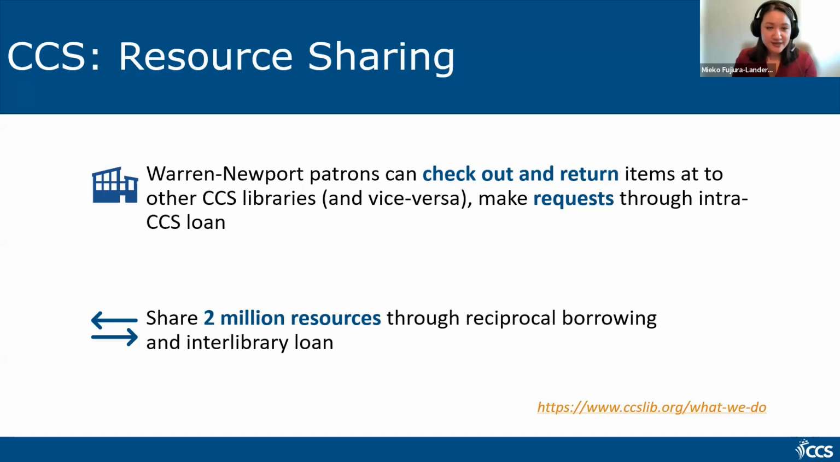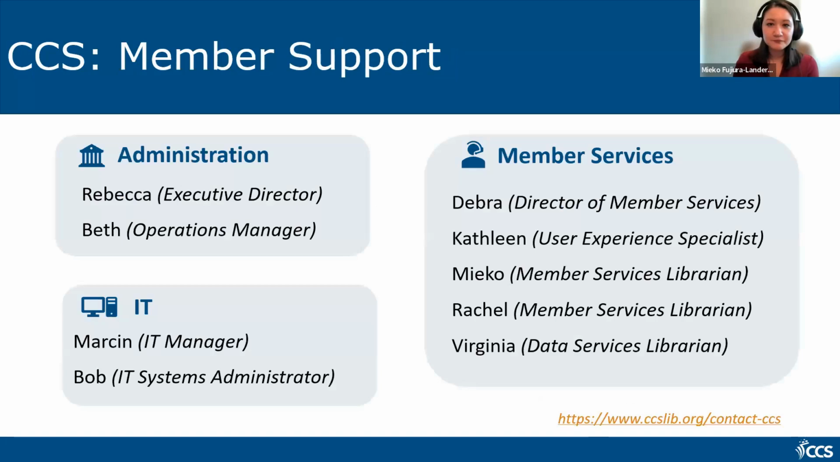Patrons can also make requests through intra-CCS loan. They can place a hold from the online catalog, and if it's not available at Warren Newport, that hold can now automatically be filled by another CCS library. Our deliveries are still handled by Rails. Members share about 2 million resources annually through our reciprocal borrowing and interlibrary loan. Actually, over 99% of holds are filled through either local or inter-CCS loans. So system-wide, only about 1% of our holds need to be filled outside of our system.